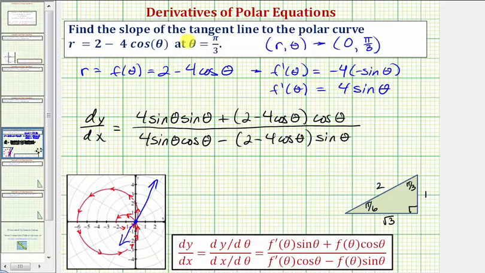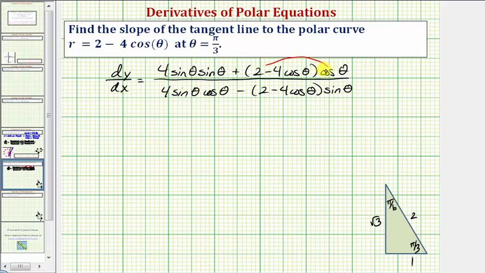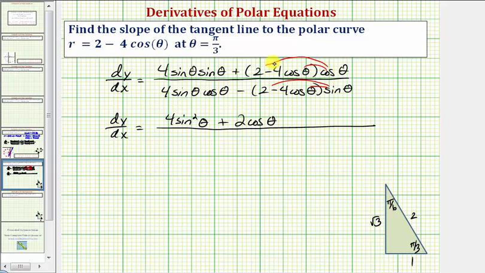Before we evaluate this at theta equals pi over 3, let's simplify this by clearing the parentheses in the numerator and denominator. So we'll distribute here as well as here. So we have dy/dx is equal to 4 sine squared theta, plus 2 cosine theta, and then minus 4 cosine squared theta.